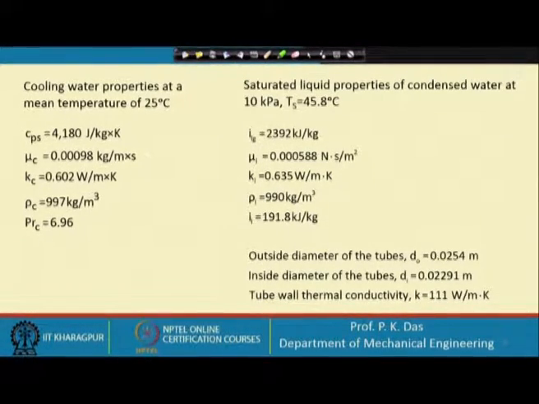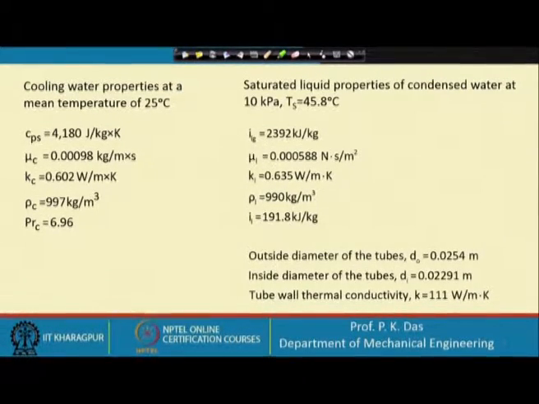Cooling water properties at mean temperature of 25 degree Celsius. You see the cooling water temperature changes. At inlet it is 20 degrees Celsius, at outlet it is 30 degrees Celsius. So, the mean temperature will be 25 degrees Celsius. At this point probably we have mentioned it and we will mention a number of times that in a heat exchanger, as there is a change in temperature, there could be a change in property.